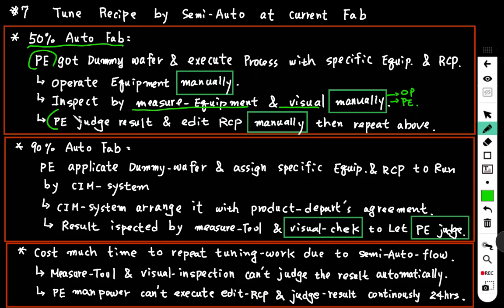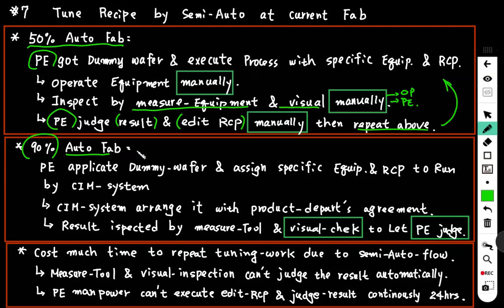Finally, the process engineer judges the result and edits the recipe depending on the result manually. Then repeat the above actions again. This is the traditional semi-auto way.